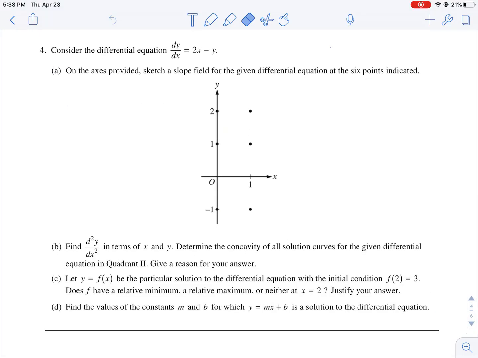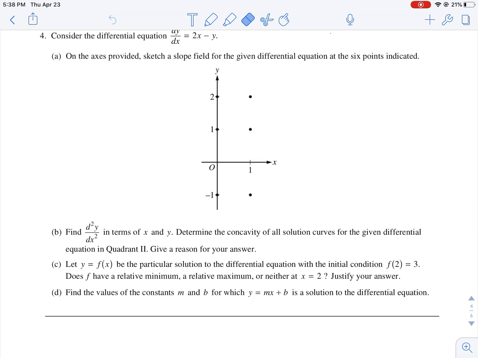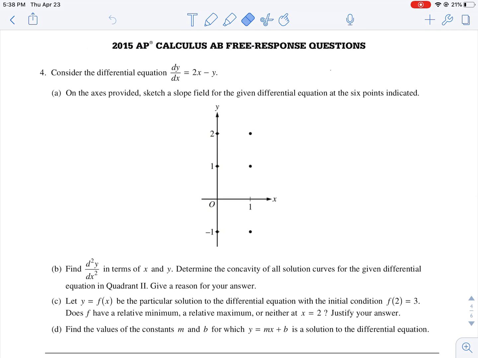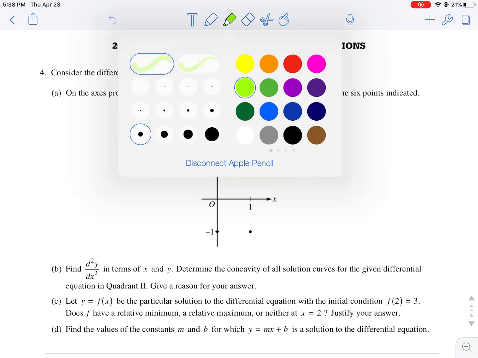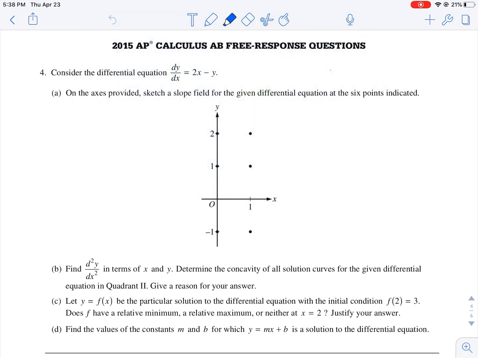And then part D, find the values of the constants m and b for which y equals mx plus b is a solution to the differential equation. So most people probably recognize this question as something we did before, a long time ago. And I did say at the time that I saw it in another set of questions, so here it is. So let's go through this again.